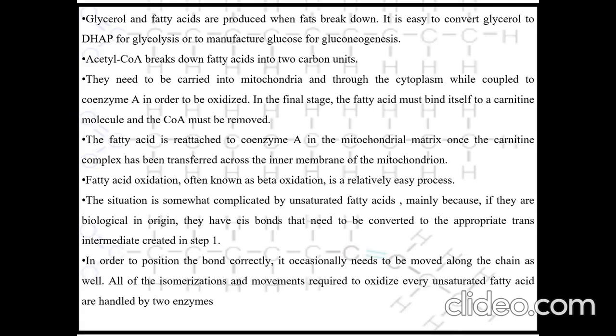The situation is somewhat complicated by the unsaturated fatty acids, mainly because if they are biological in origin, they have cis bonds that need to be converted to the appropriate trans intermediate created in step 1. In order to position the bond correctly, it occasionally needs to be moved along the chain as well. All of the isomerizations and movements required to oxidize every unsaturated fatty acid are handled by two enzymes.